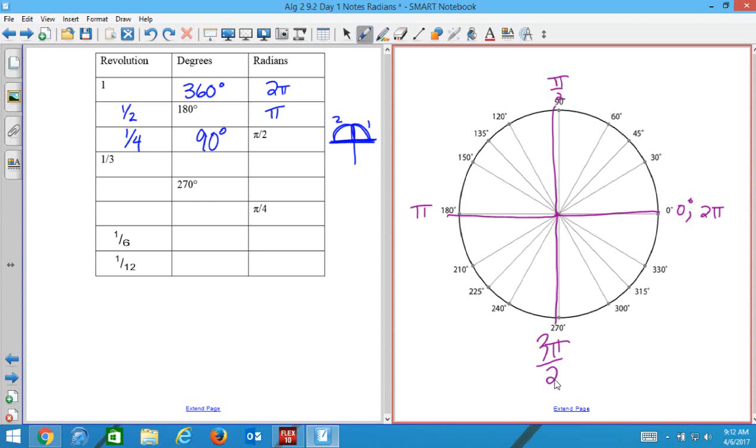What do I need to do? Label every single angle in radians. So you get 4 of them, but there's like 12 more. So you have to figure out what those are.